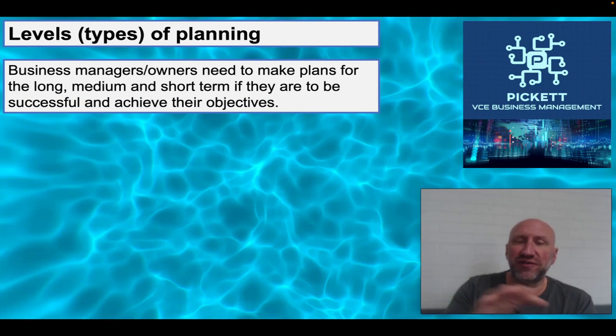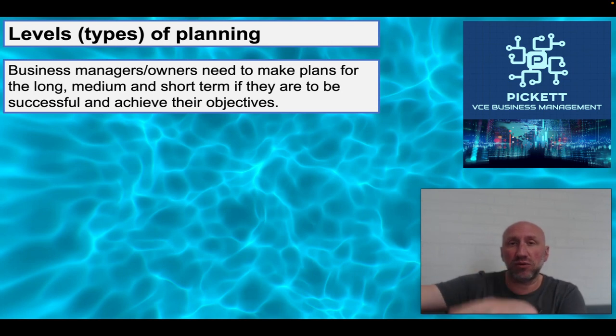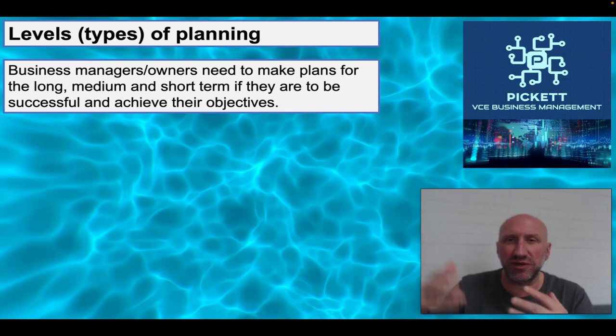So first off, we're going to talk about levels or types of planning, okay? Things to get your head around. Basically, business owners or business managers need to make plans for the long term, the medium term and the short term if they're going to be successful and achieve their objectives. Now, the way this generally works is that we start with long-term plans and goals, and everything kind of feeds back in from those to determine what we do in our business on a day-to-day basis.